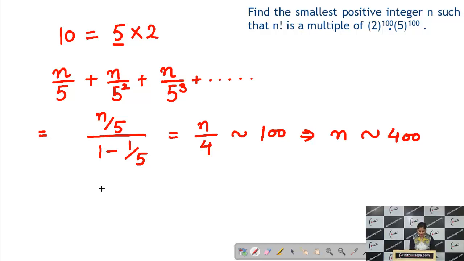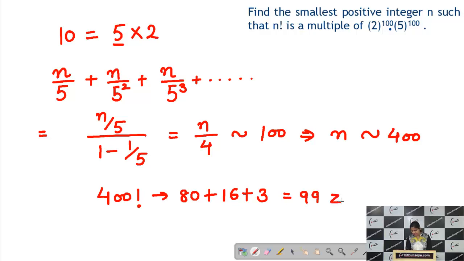So if we calculate the number of zeros, or number of 5s, in 400 factorial, we will divide 400 by 5, which comes out to be 80. Then we'll go by successive division. 80 by 5 is 16. Then 16 by 5 is 3, which totals 99. It means in 400 factorial, there will be 99 zeros at the end.